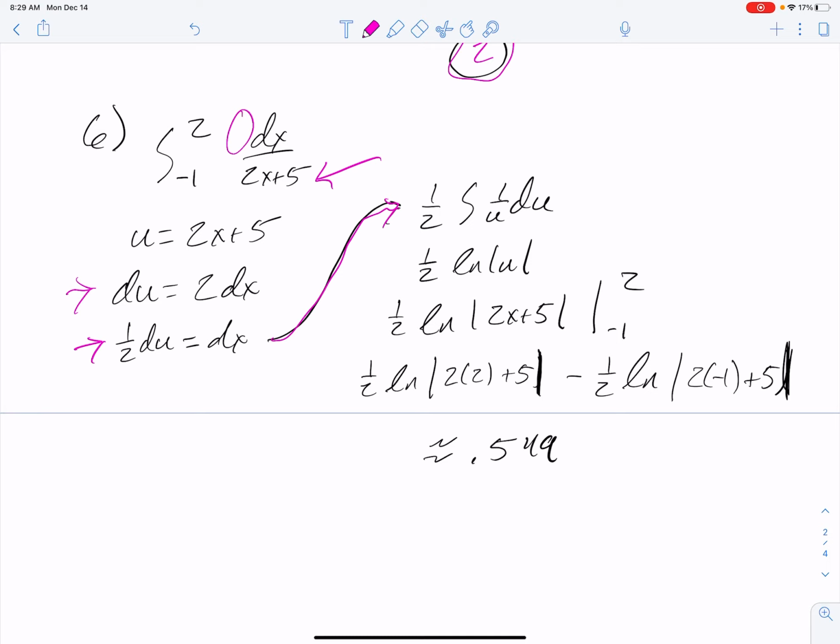1 over u is natural log, so I've got my antiderivative. I set up f of b minus f of a. And again, feel free to finish this on your calculator. We get about 0.549.